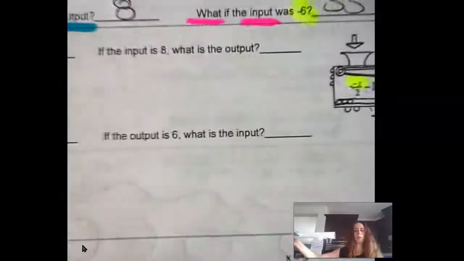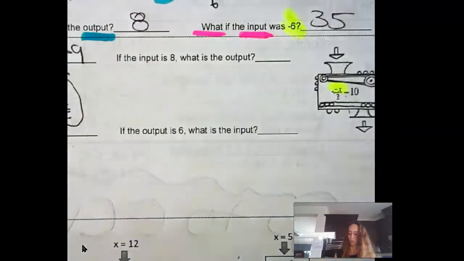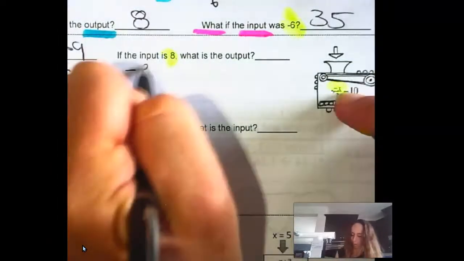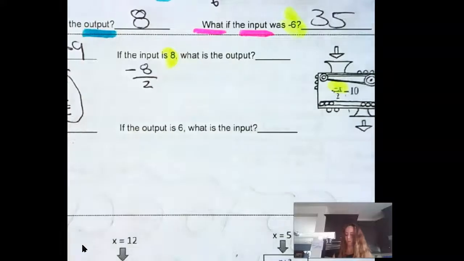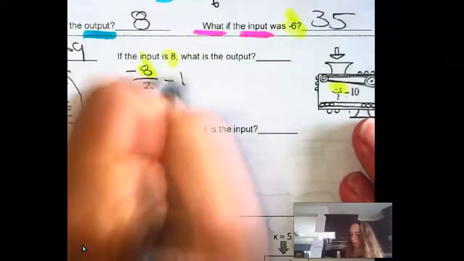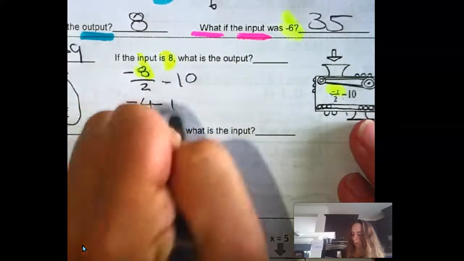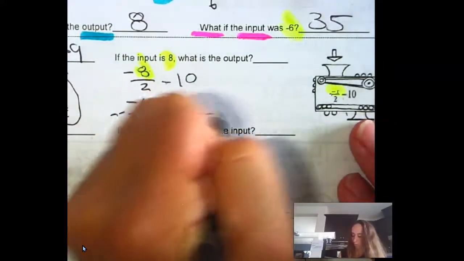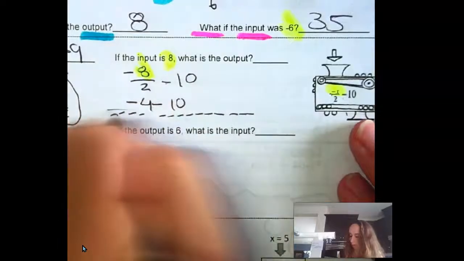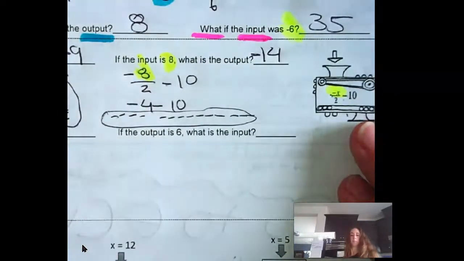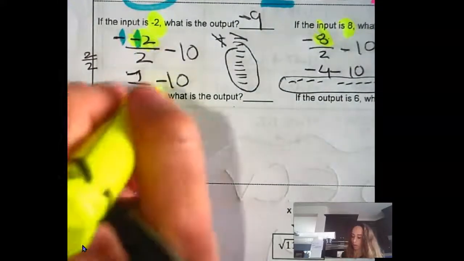All right, let's do the same thing over here. Zoom out a little bit. What if the input this time was 8? Negative 8 divided by 2. So there's the 8, minus 10. 8 divided by 2 is negative 4, minus 10. 1, 2, 3, 4, 5, 6, 7, 8, 9, 10. Negative 14.